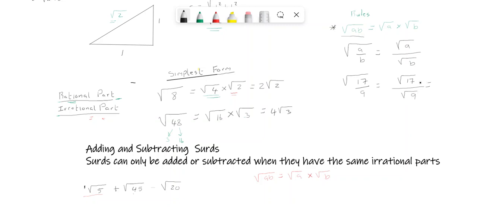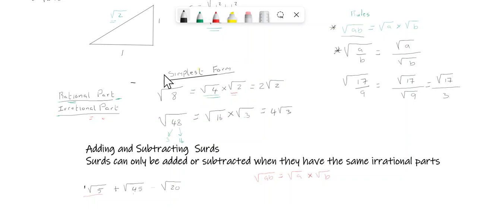And then if we try to simplify that some more, we can't, because this is the irrational part, so we just keep it like that. And then we simplify the bottom part, the square root of 9, which is equal to 3. And that's the second rule here. So that's just taking surds and simplifying them.